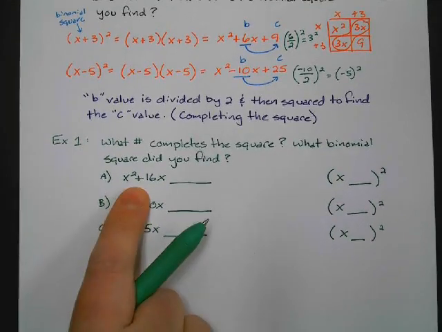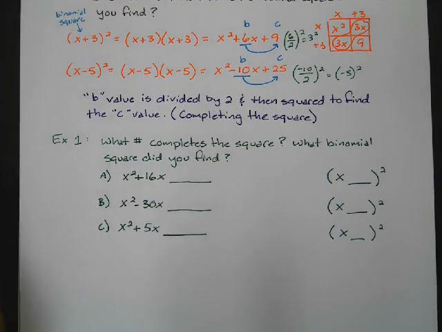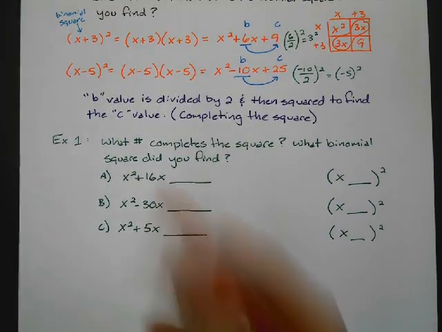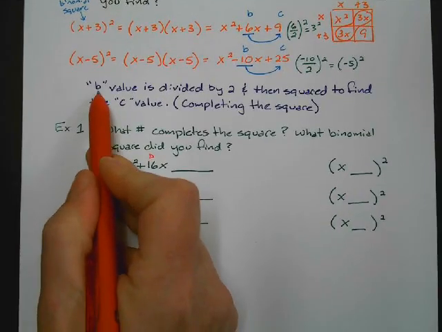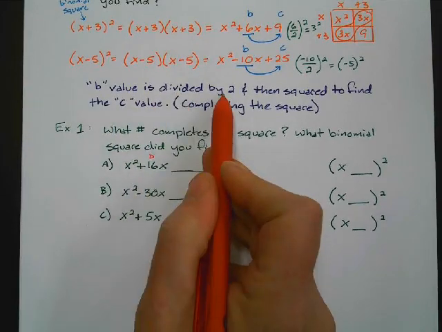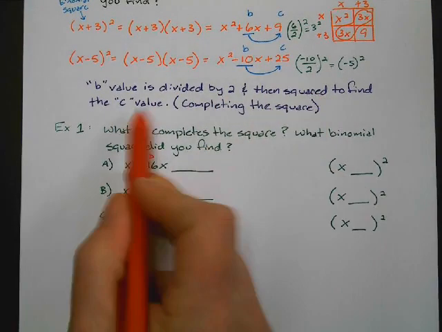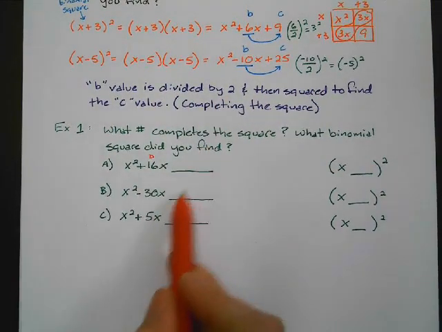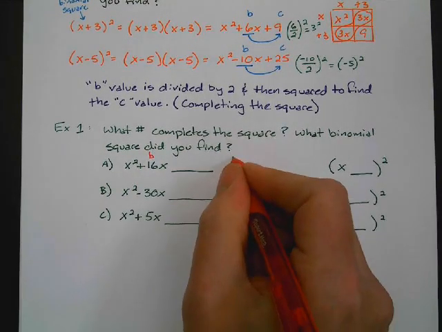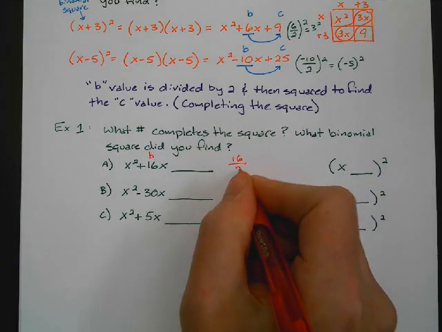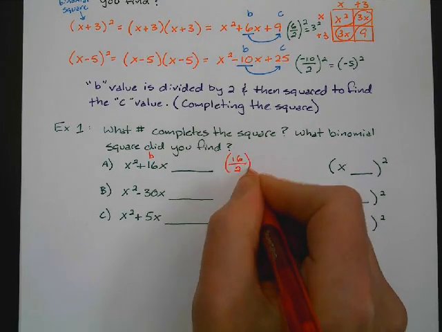All right, so the process is, here's our B value. Our B value on this one is 16. So what did we say we did? Up here we said we're going to take the B value, divide it by 2, and then square it to find the C value, and these blanks are the C value. So for my B value there, I'm going to take 16, divide by 2, and square.